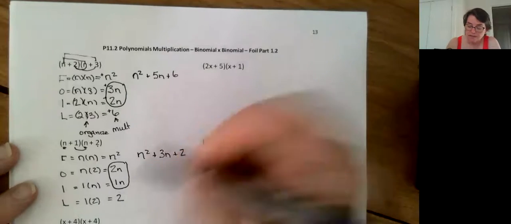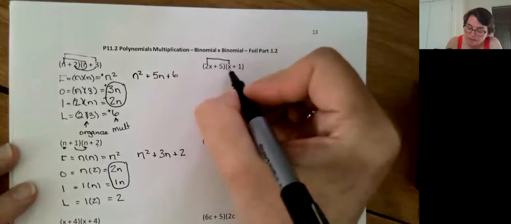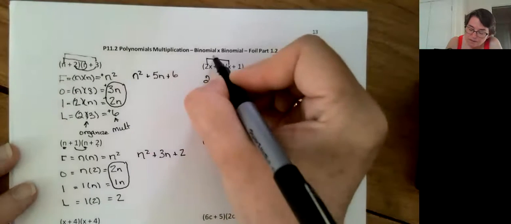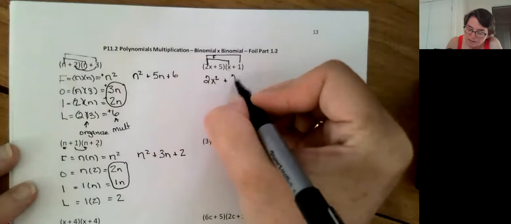Now, I'm done like this. Now I'm going to do just regular FOIL like I normally would. 2x times x is 2x squared. There's the F. Now outsides, plus 2x.